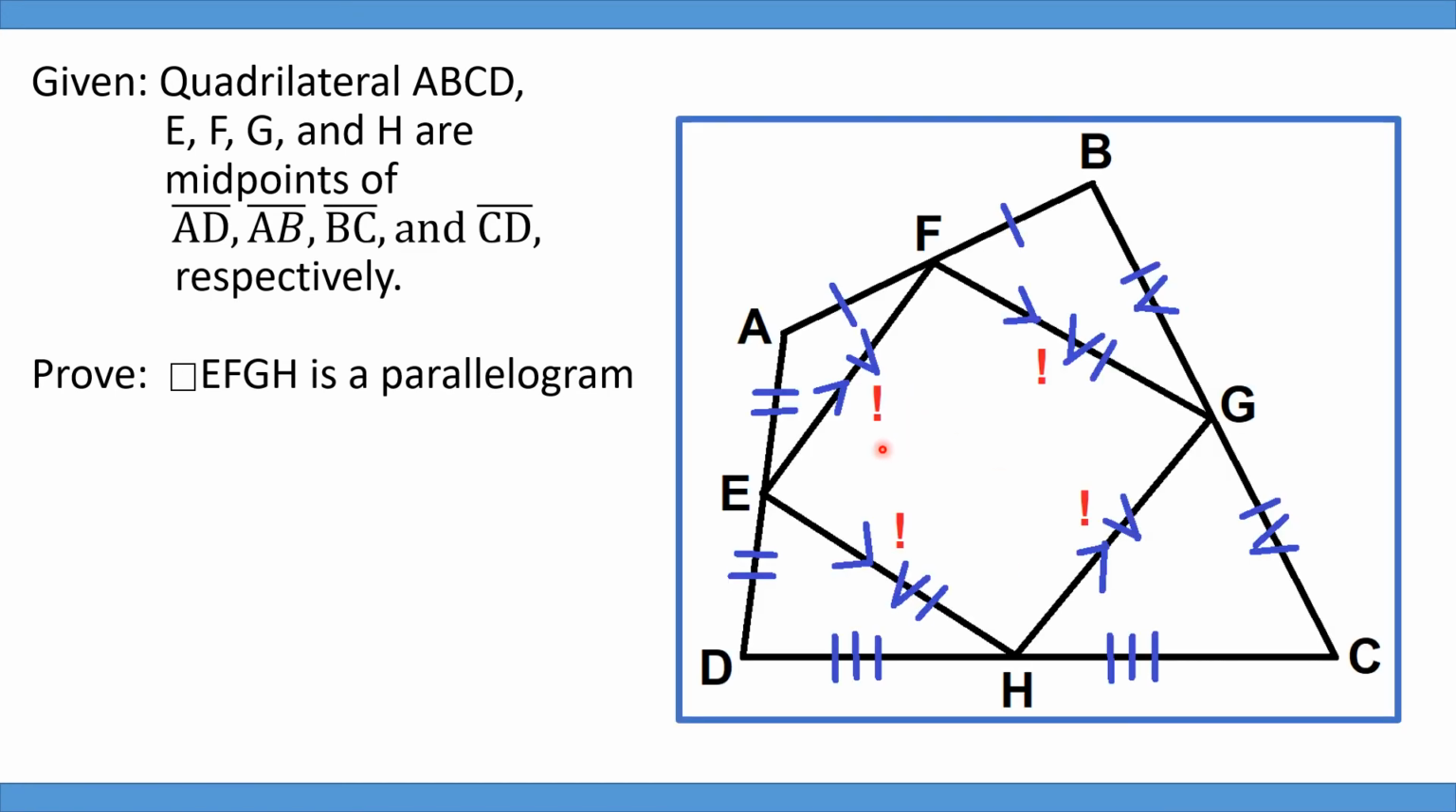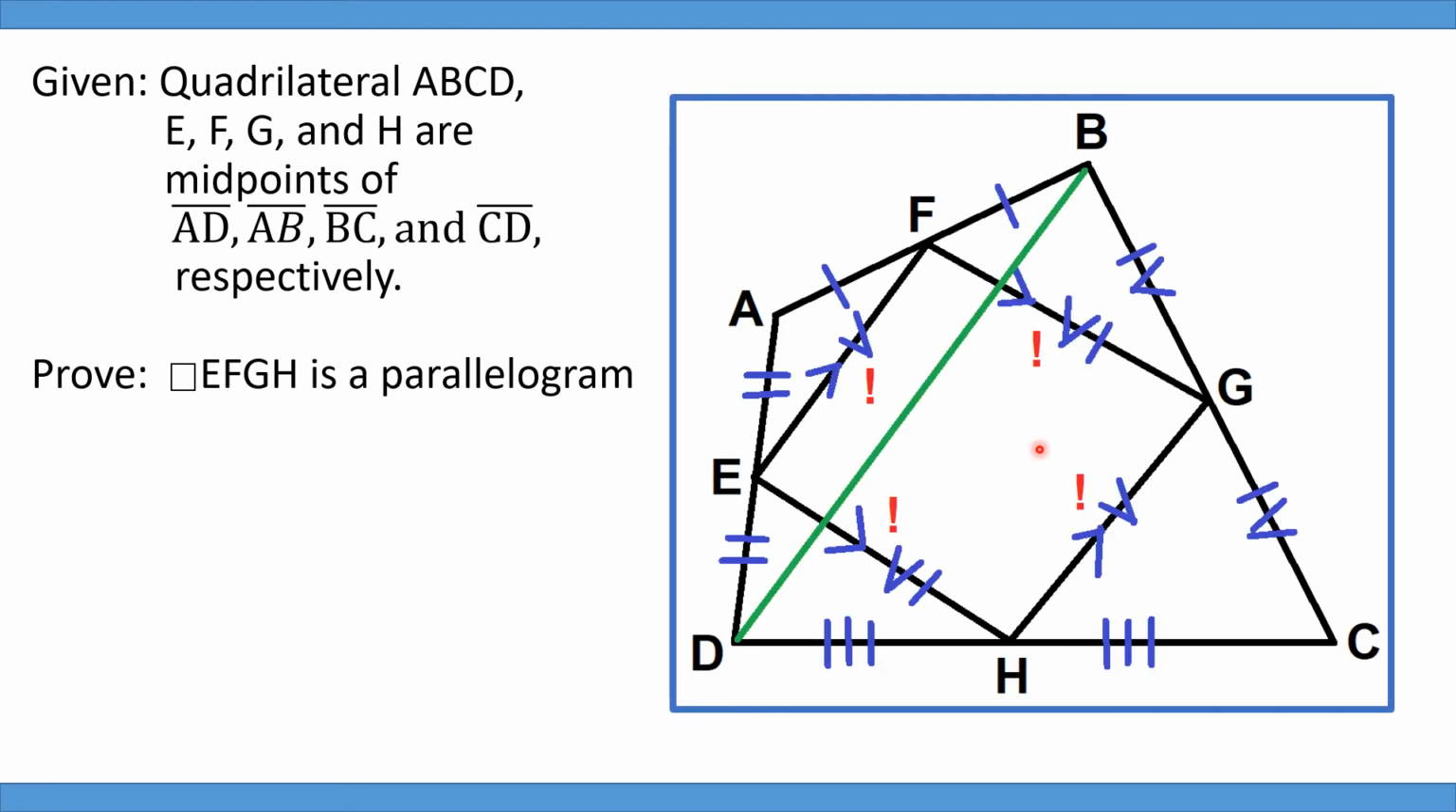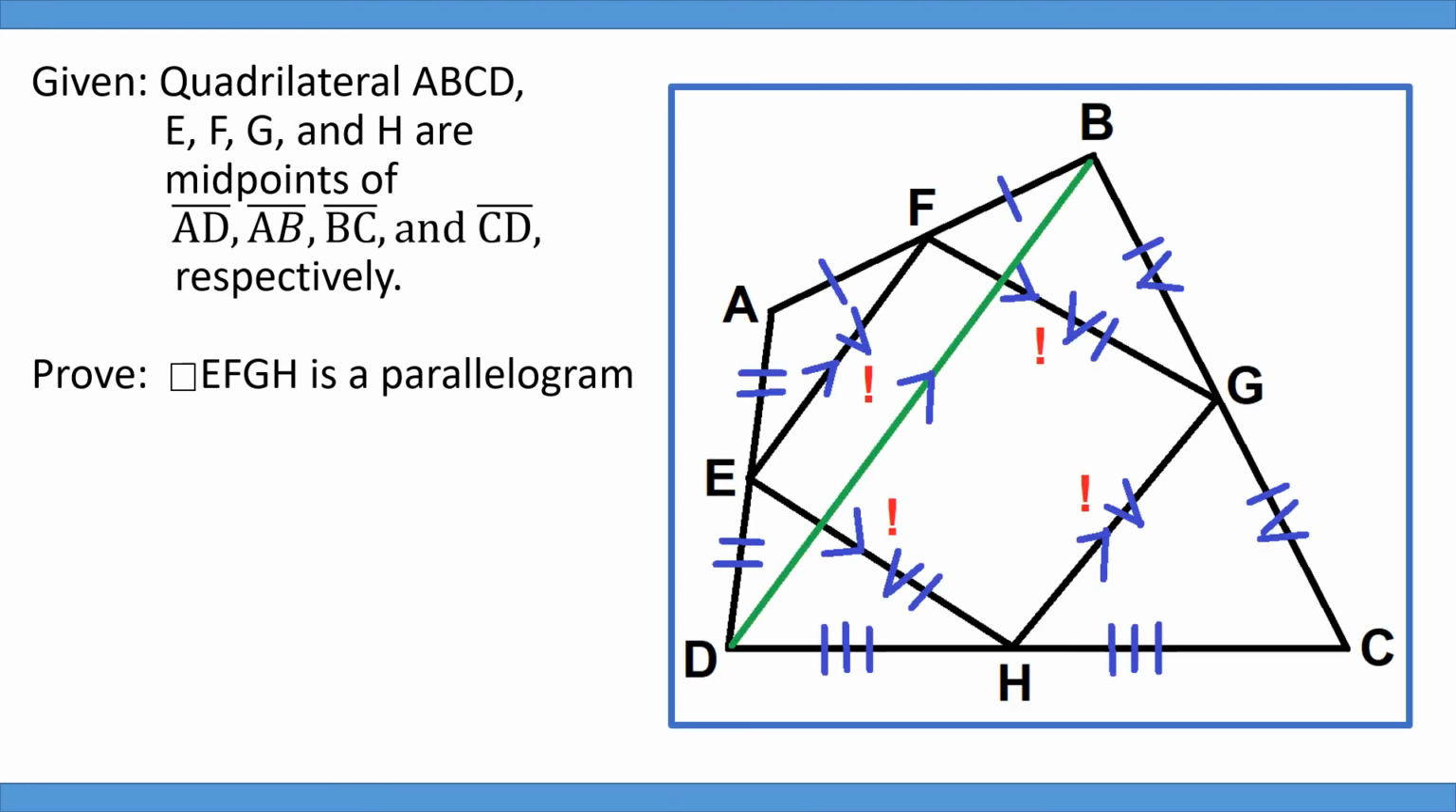So how can we prove that this is a parallelogram? Of course, we should prove that the opposite sides are congruent and parallel. So we have two, congruent and parallel. To do that, we can construct the diagonal BD. Okay, what is the importance of the diagonal BD? The diagonal BD is the hypotenuse of this triangle. Also, a hypotenuse of this triangle.